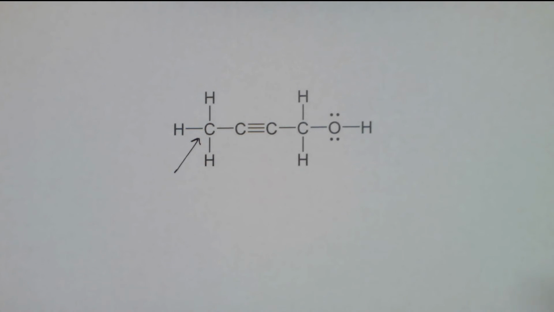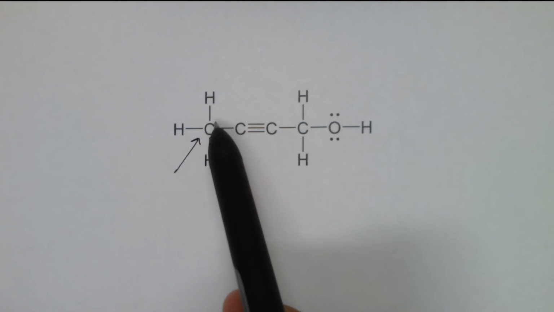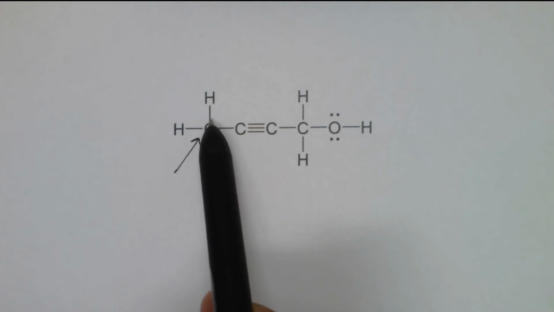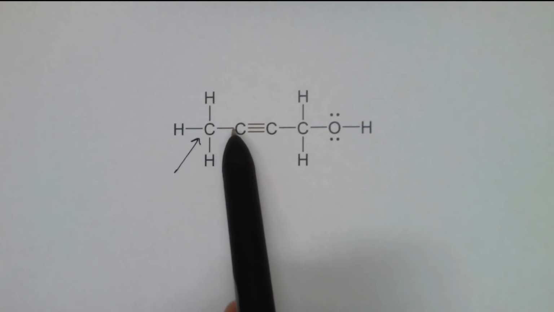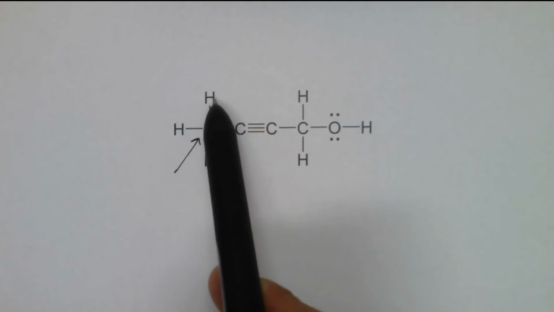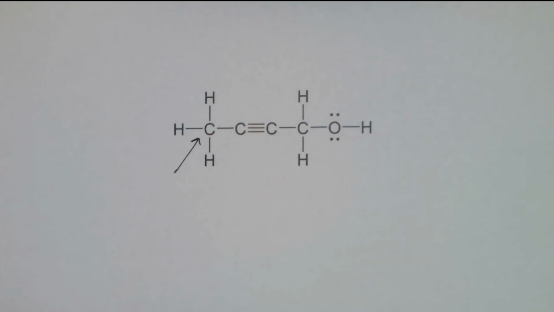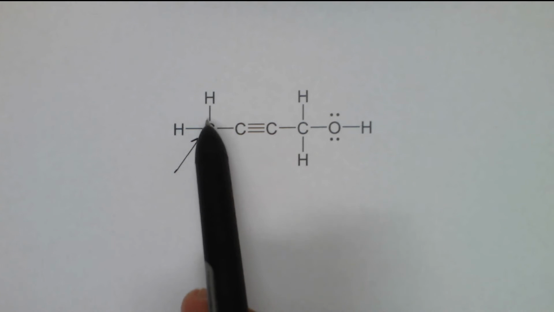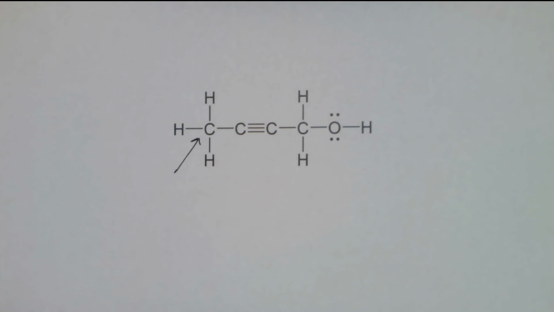And we want to count the groups. Now there's two ways to think about this. The first way is just to count sigma bonds and lone pairs. So around this carbon, we see these four single bonds. And remember, every connection to an atom is going to contain at least one sigma bond. And so here's 1, 2, 3, 4 sigma bonds and 0 lone pairs.